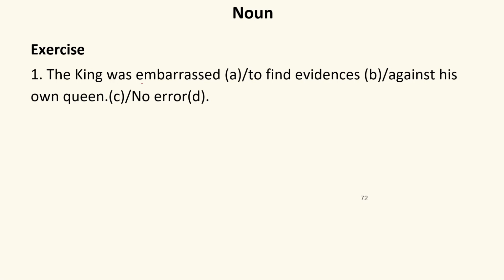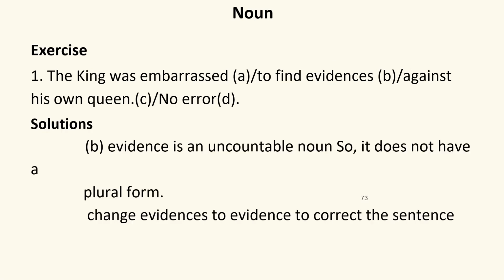The first sentence is, the king was embarrassed to find evidences against his own queen. Now we have already learned that evidence is uncountable, or whether singular or plural, the spelling remains the same, that is evidence. So here the answer should be B, that is evidence.